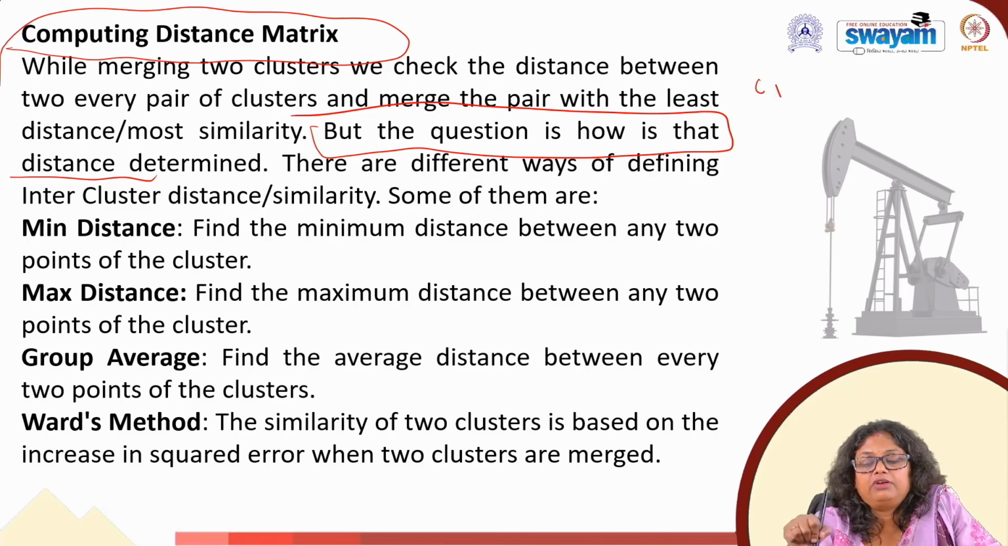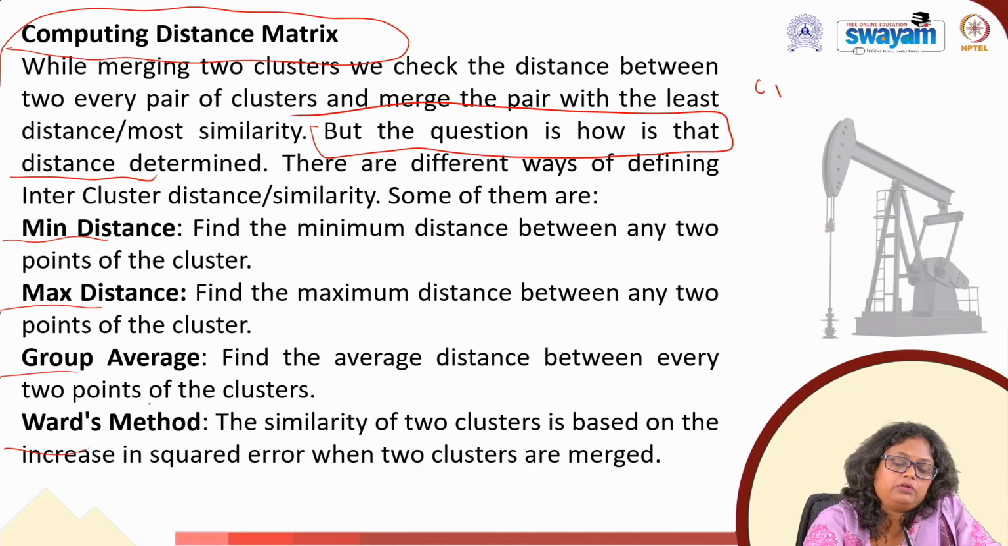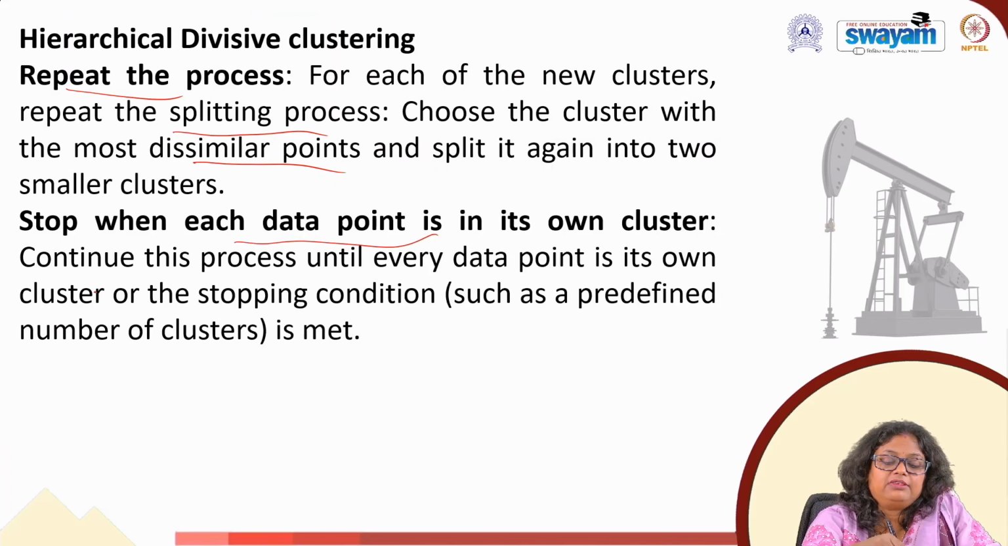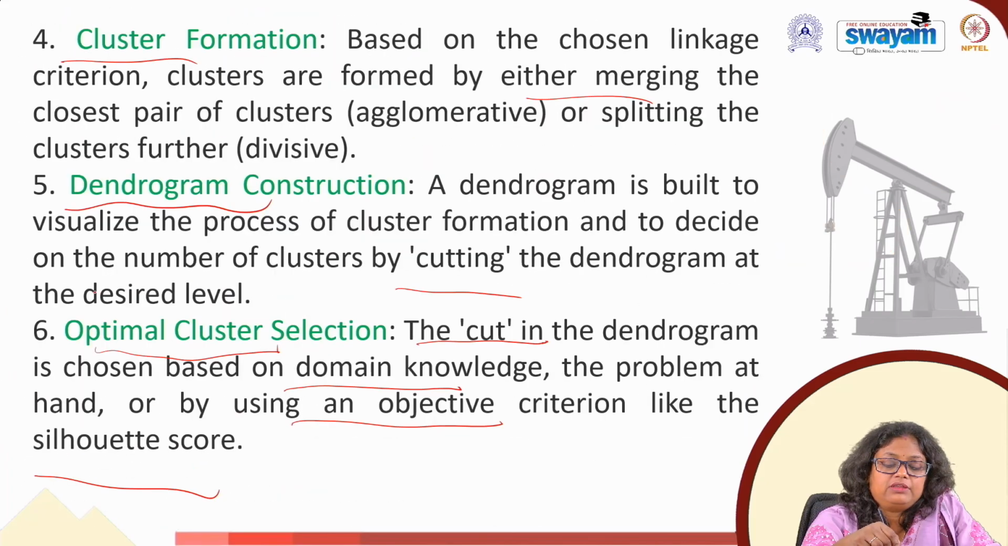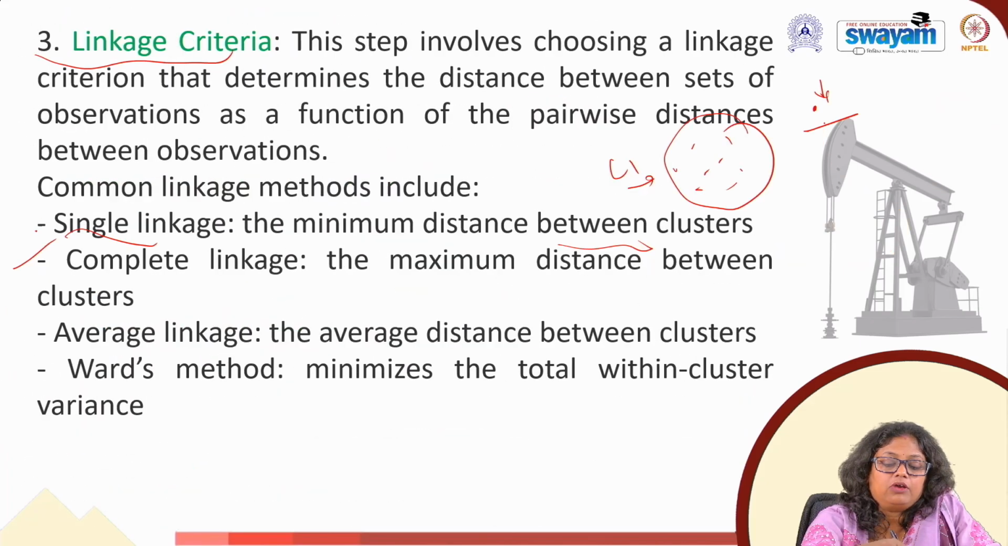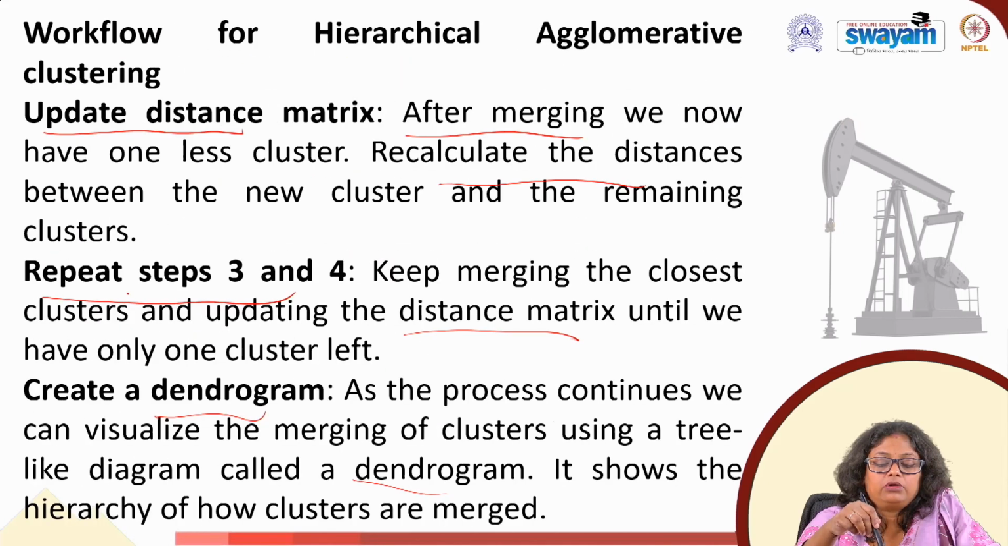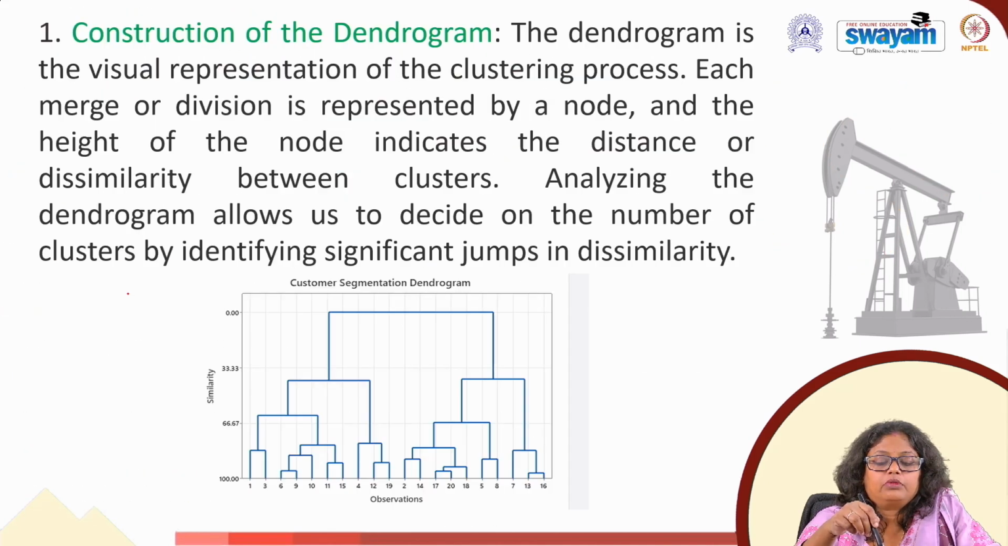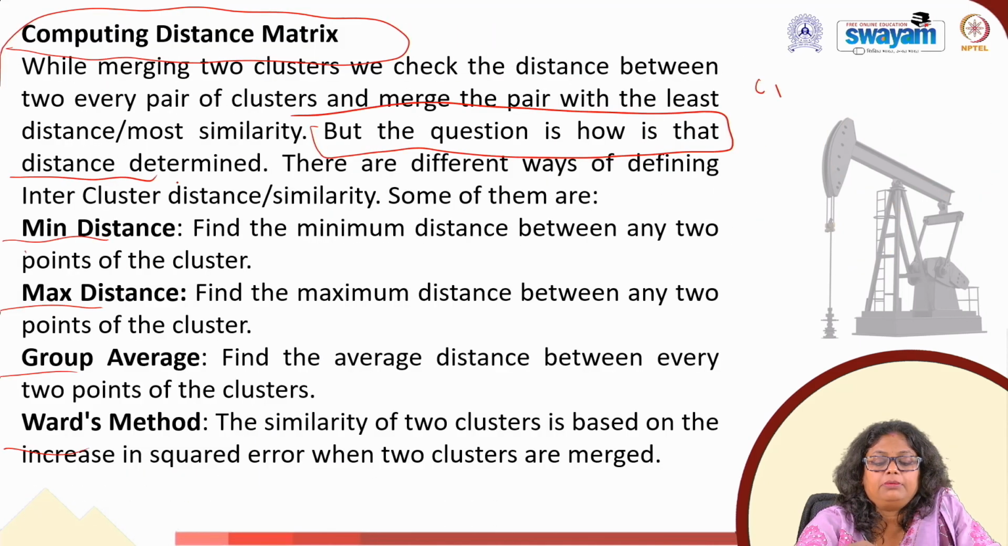There are different ways of finding inter-cluster distance or similarity. One is single linkage, which is the minimum linkage. Then there is complete linkage, which is the maximum linkage, and then average and Ward.